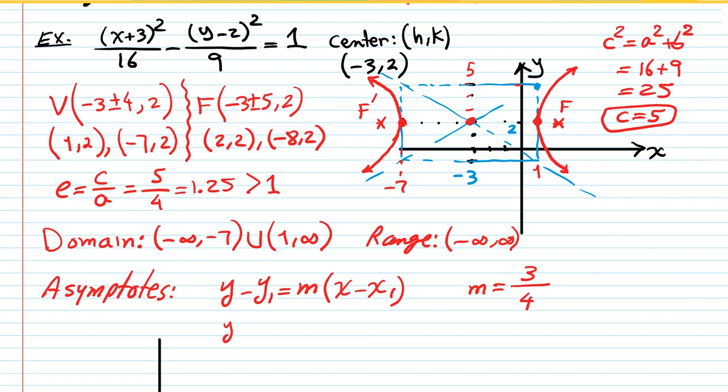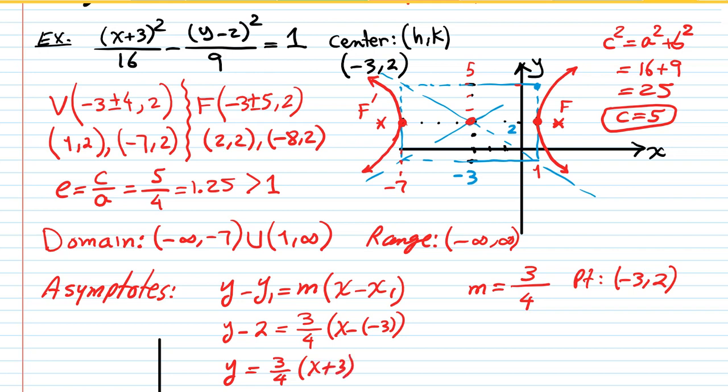And I'm going to use y minus the coordinates of the center. My point, the point I'm using, is -3, 2. It has to be the center, folks, okay? So it's going to be y minus 2 equals slope, slope's 3/4, x minus x1. And this will give me the equation for the slope, y equal to 3/4 x plus 3 plus 2. Move 2 to the other side. So there you have one.